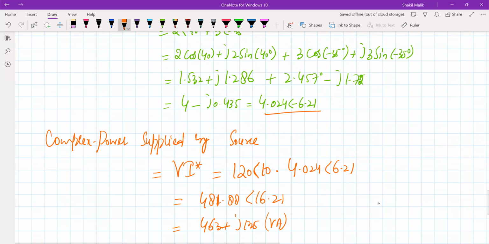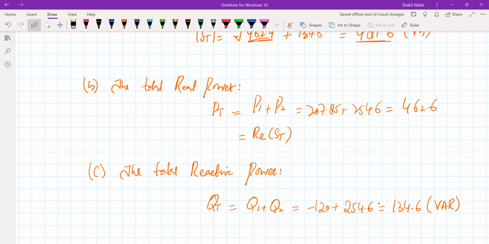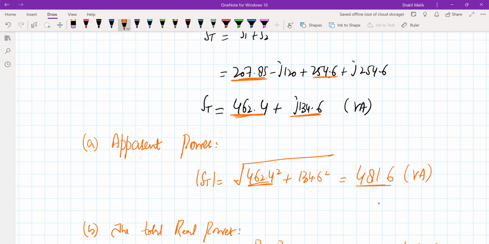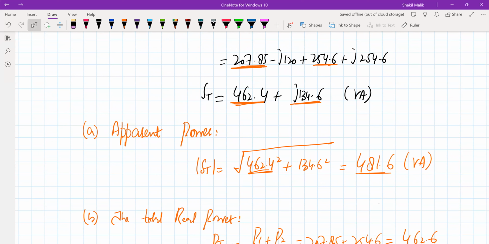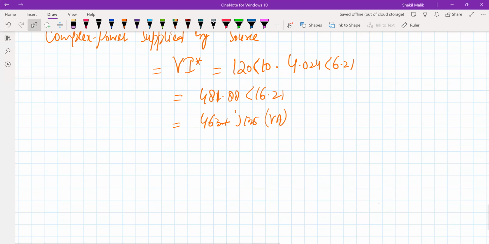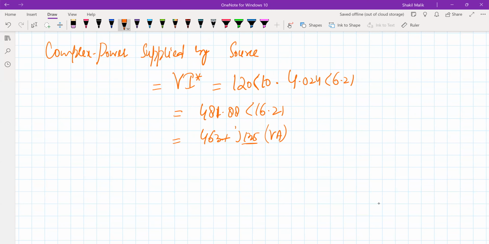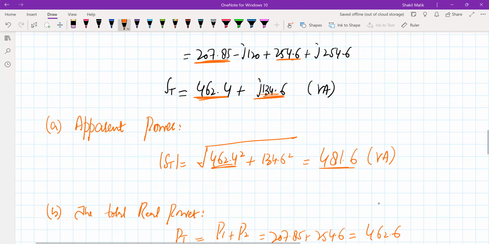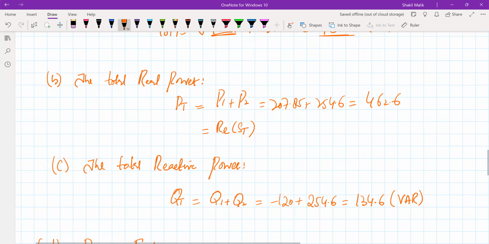Now you can verify the calculations that we did using the complex power absorbed by the elements. Here the value was 462.4, and here we got 463, very close, because we used approximations. That's why there is a minute error. Reactive power Q was equal to 135, and here the reactive power is 134.6, again because of the approximations. So in other words, we got the same answer.